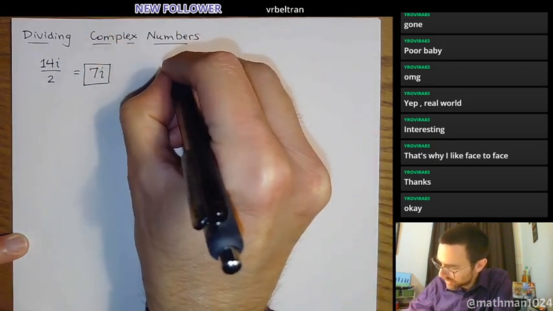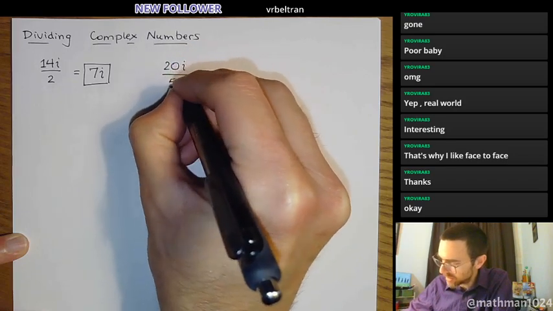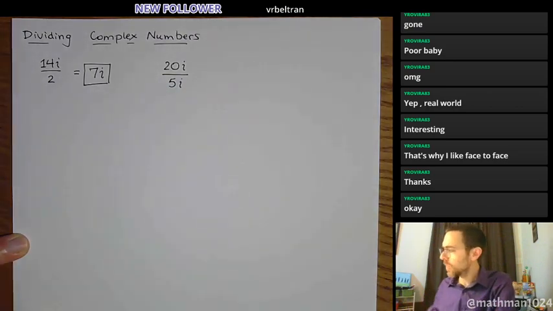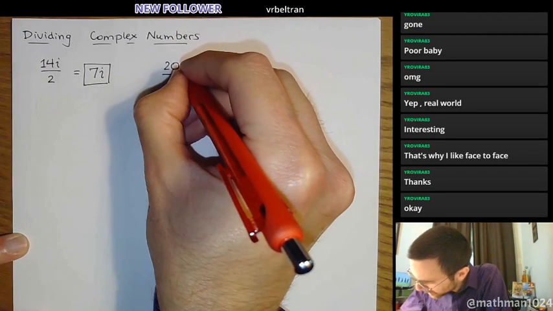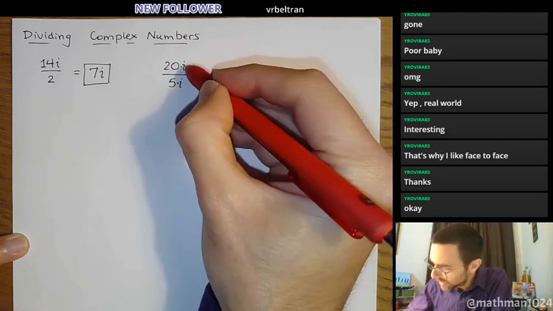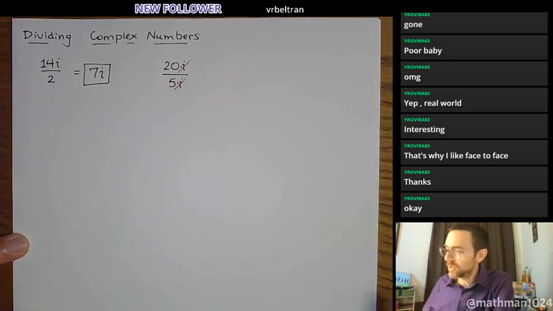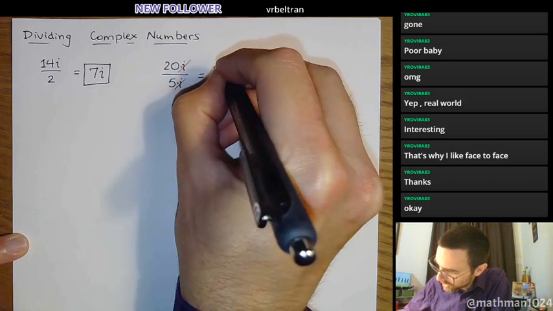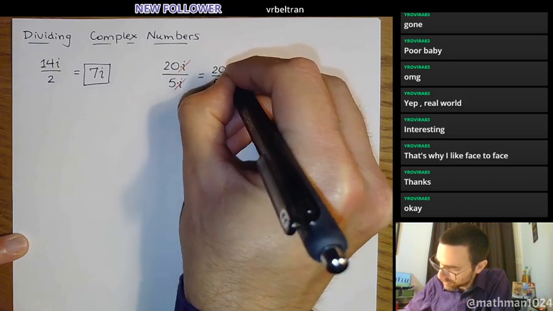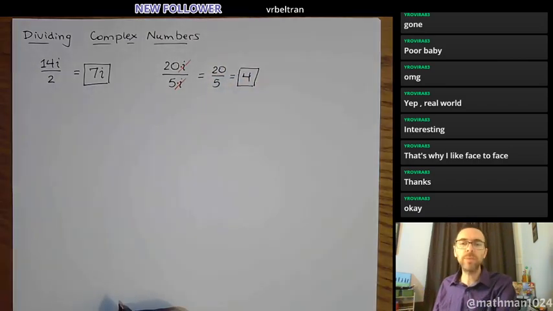If I have 20i divided by 5i, as long as we remember that there is multiplication going on between the 20 and the i and the 5 and the i, we're going to be okay. Because these i's are now common factors that can reduce away. So we're left with 20 over 5, which just becomes 4. And that's it. Everybody's happy.